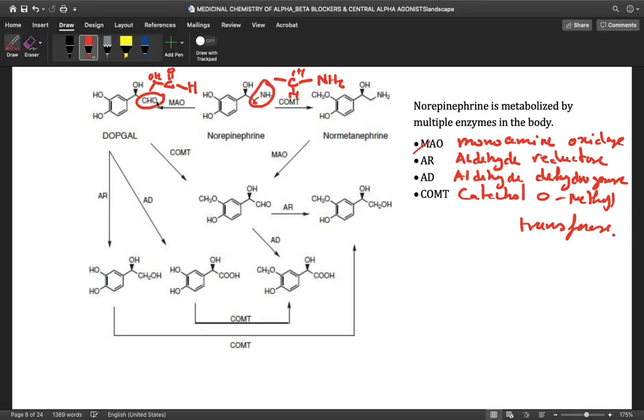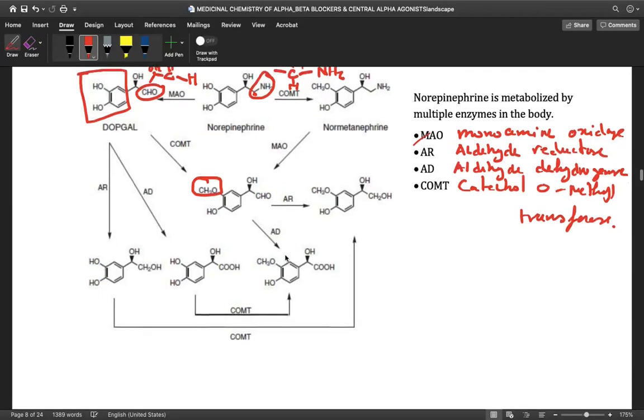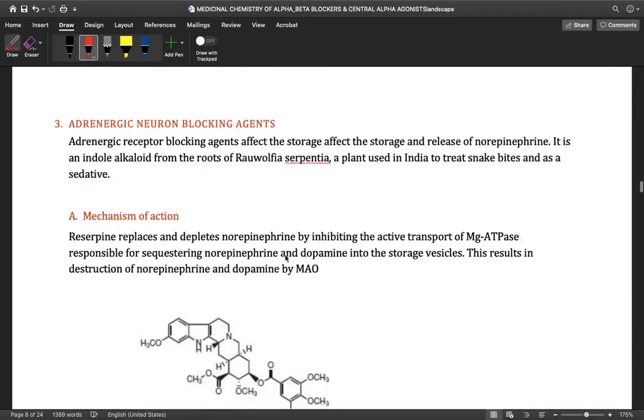Okay, so monoamine oxidase. When you look at catechol O-methyltransferase, this is a catechol ring, and there is a methyl group being transferred at this position here, and so on and so forth. You look at aldehyde dehydrogenase, you actually go from an aldehyde to a carboxylic acid. So these are the enzymes that are involved in the metabolism of norepinephrine in the body.